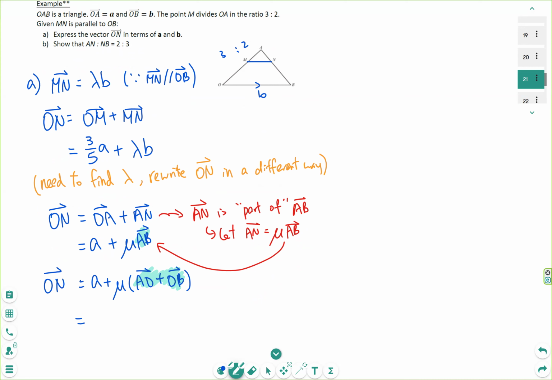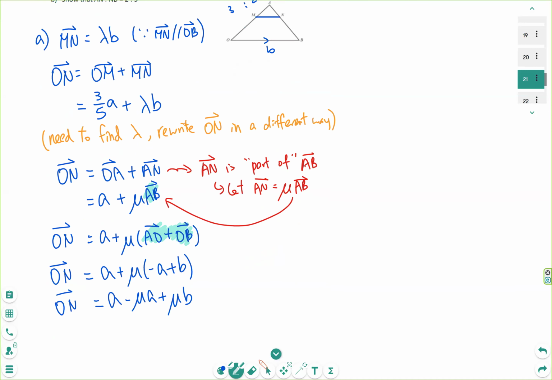So expand bracket, ON equals A plus mu of AO, which is negative A, OB is B. Expand bracket, A minus mu A plus mu B. That's ON. Okay, so next step. Now we have two ON expressions. ON equals 3/5 of A plus lambda B. ON also equals A minus mu A plus mu B.